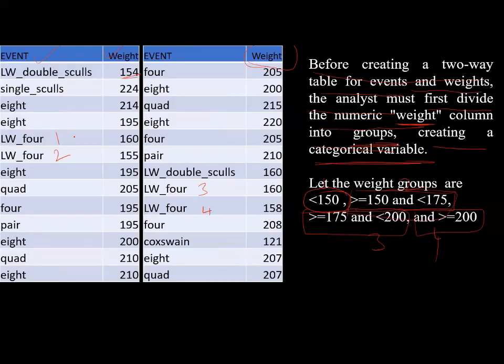Now quad. This is 1, 2, 3, quad 4. So this is 205, greater than 200, 210, 215, and 207. All 4 come under the last one.